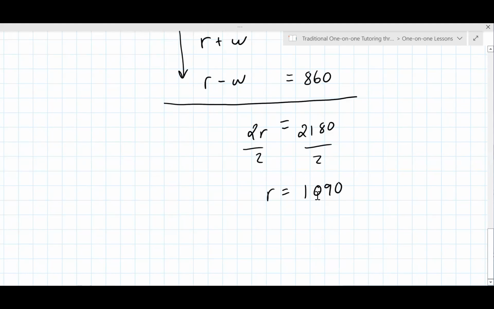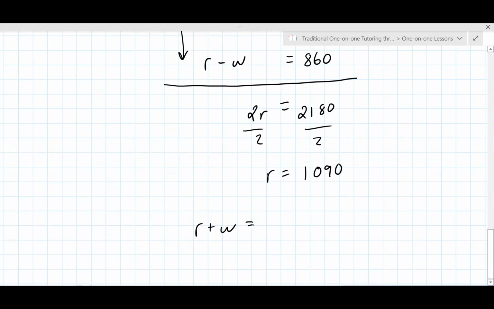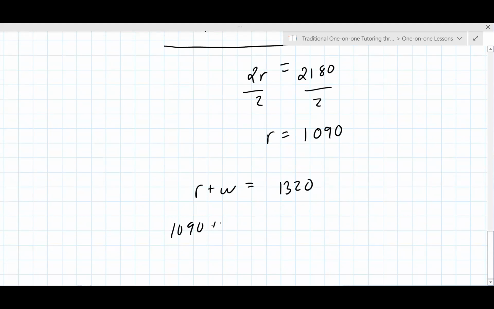Right. So the R is 1,090. That's the rate of the jet. And then the W is the other one, like the Gulf Stream or the wind stream. So you just use one equation or the other. Like the first one is R plus W equals 1320. So you put that 1,090 in for R, and W equals, you subtract 1090 from both sides, 230. Is the 230 the rate of the jet in still air? No, the jet's almost always the faster one.